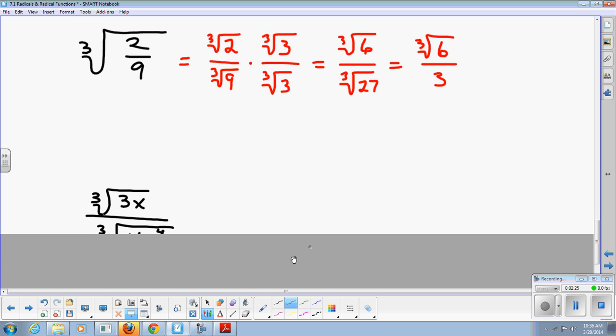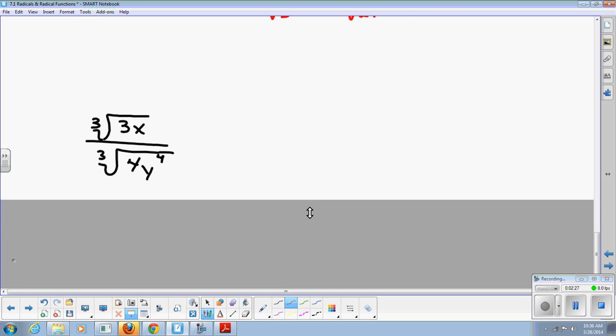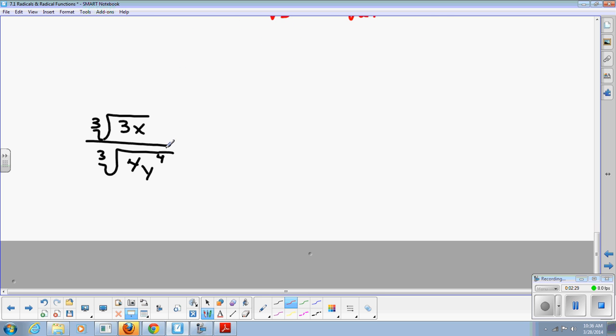Let's look at our next one. I have the cube root of 3x over the cube root of 4y to the 4th. So we have a variable to deal with and we have a number to deal with. What will we do? Let's figure this out. I'll break the denominator apart mentally into 2 pieces. I've got to find a perfect cube for 4, and I've got to find a perfect cube for y to the 4th.